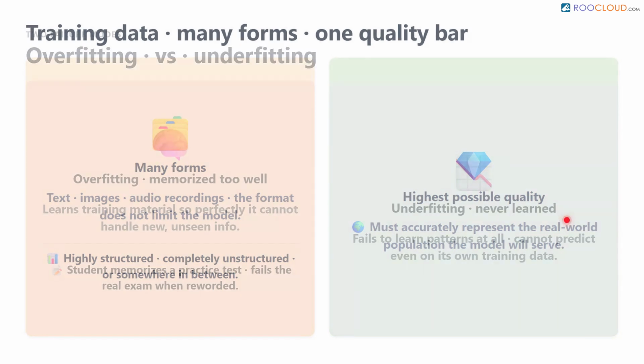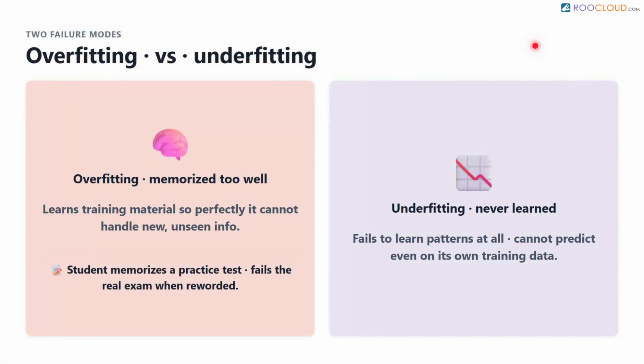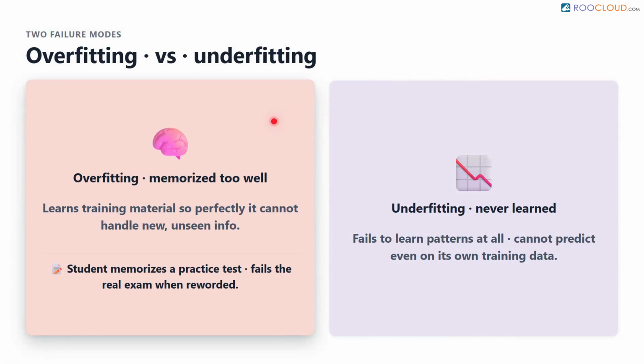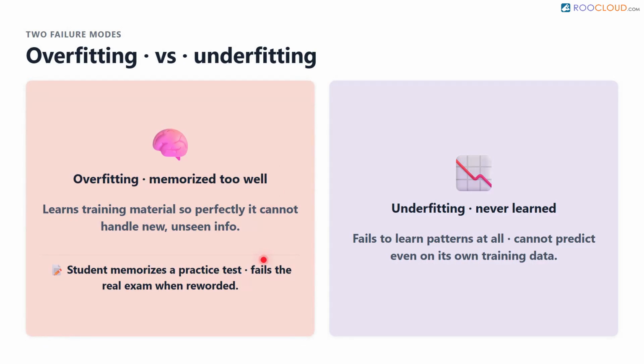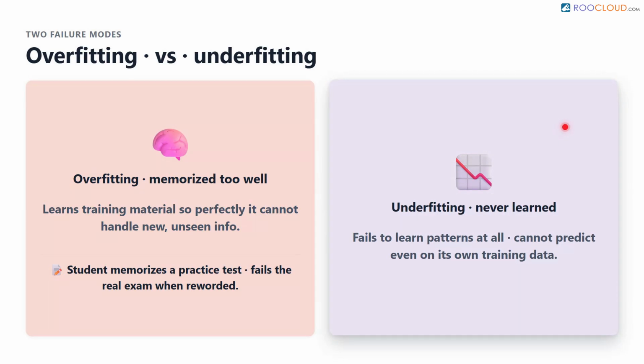If we fail to provide representative data, we risk a phenomenon called overfitting. Overfitting happens when a model memorizes its training material so perfectly that it cannot handle any new, unseen information. Think of a student who memorizes a practice test word for word, but completely fails the actual exam because the questions are phrased slightly differently. Conversely, underfitting occurs when the model fails to learn the underlying patterns at all, leaving it unable to make accurate predictions even on its training material.